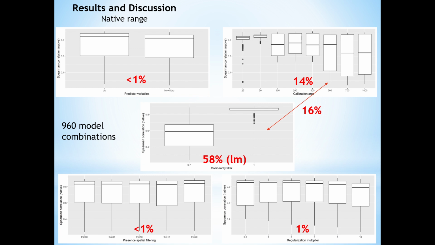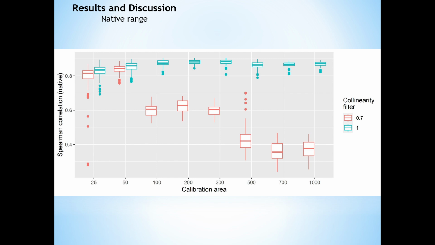Here we can appreciate the effect of the interaction between the calibration area, which is displayed on the x-axis, and the reduction of predictor collinearity, shown with these colors. When correlated variables are excluded, performance tends to decrease as the calibration area increases. But when all predictor variables are used, the performance does not vary greatly within this range of calibration areas.